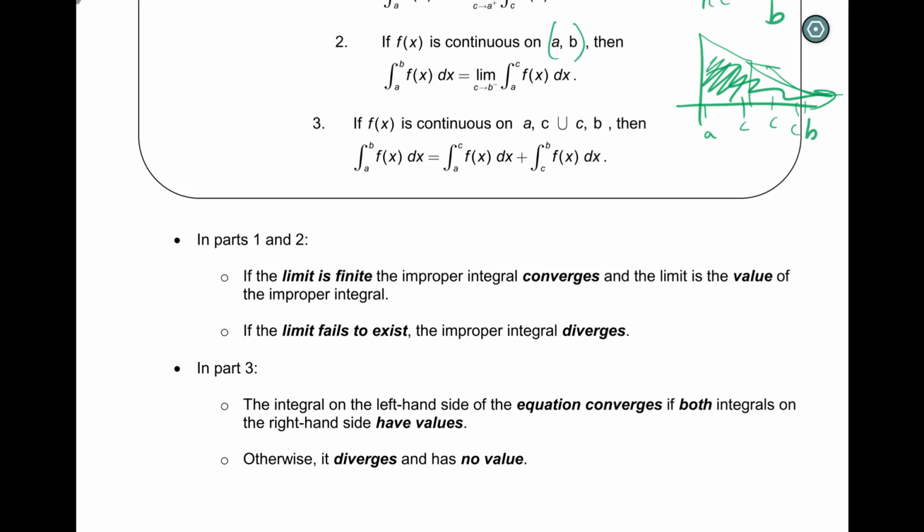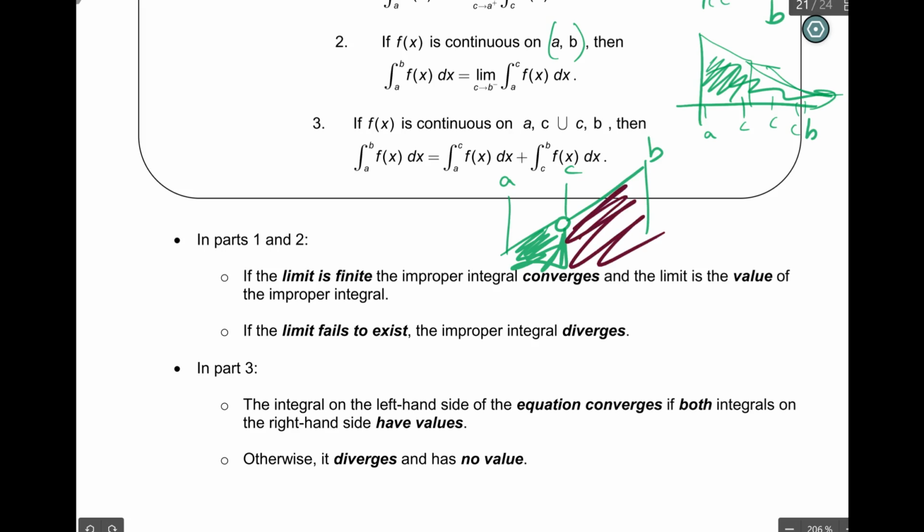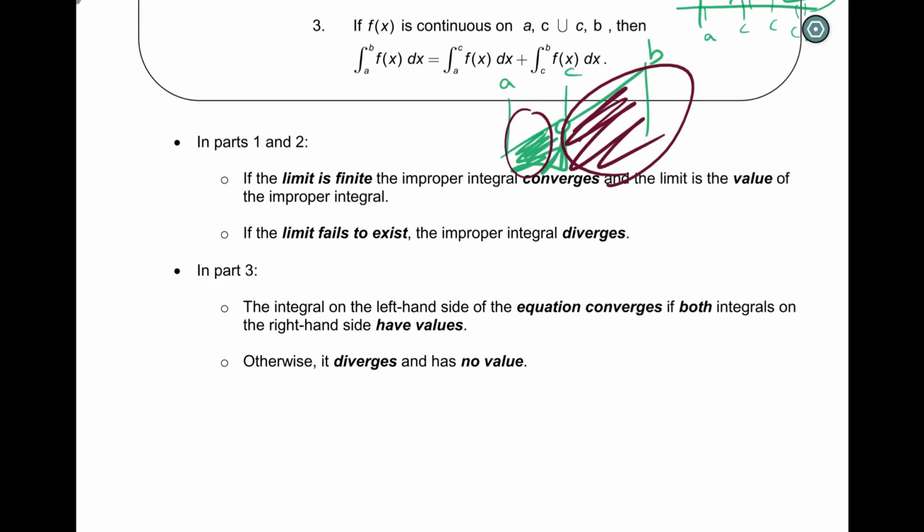And then part 3, if we're trying to say, okay, from A to C and then C to B, this is literally like, oh, guess what? I have a hole in my function, and this is at A, this is at C, this is at B. If I can find the integral from A to C, and the integral from C to B, and both of these converge, then I know the total integral converges. If only one of them converges, then we have no value for the integral. It will diverge and have no value. It's kind of like what we were doing before.